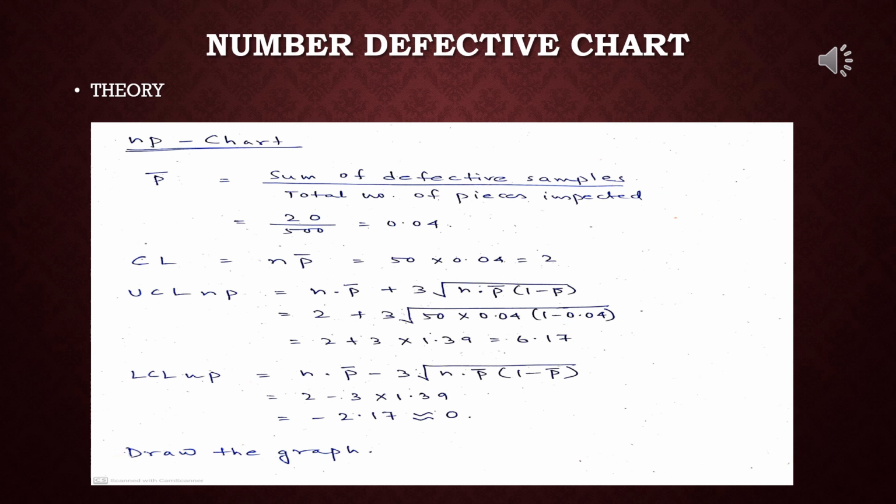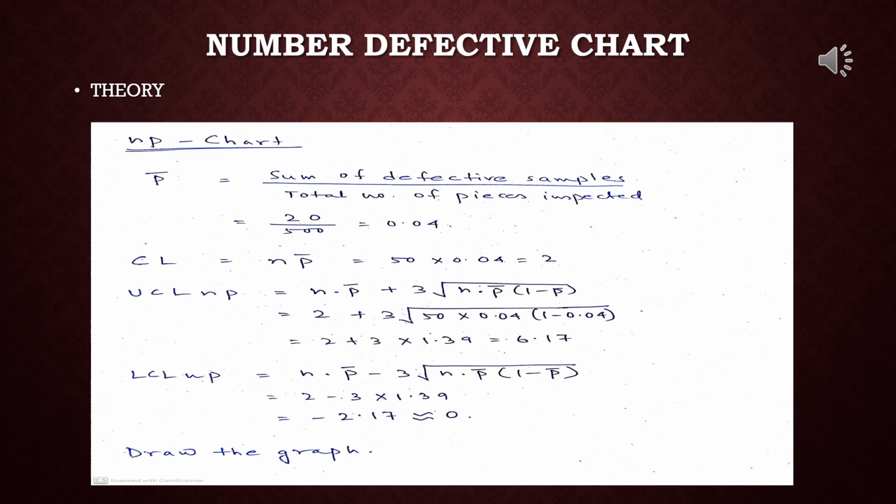Moving on from the P chart to the concept of the NP chart. There's a bit of difference between the P chart and the NP chart. The NP chart, unlike the P chart, records the number of defects instead of the fraction or the proportion of defects. So here the total number of defects might be calculated in this particular NP chart. You can easily say that in the NP chart the P bar is very similar to the calculation of the P bar in the P chart, right?